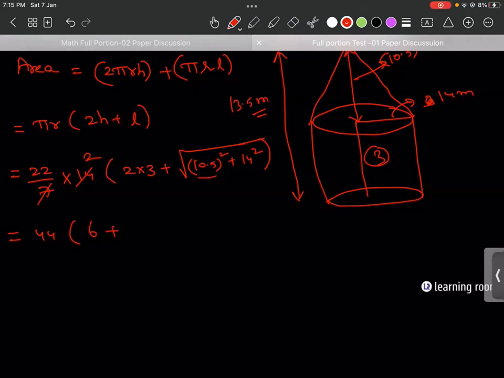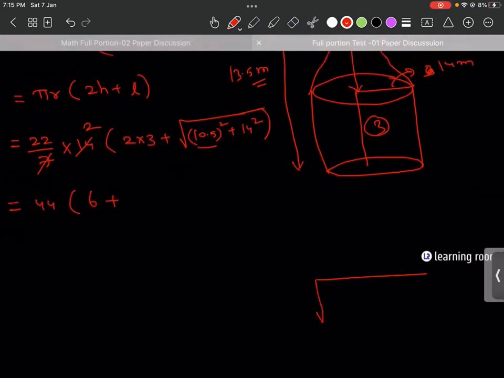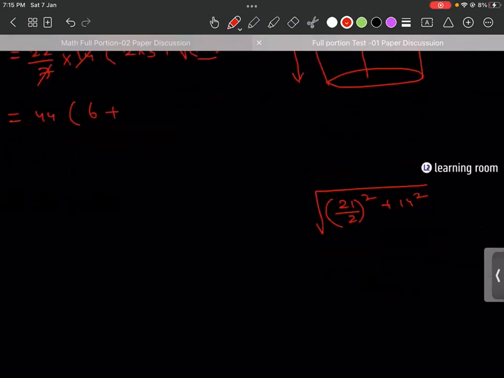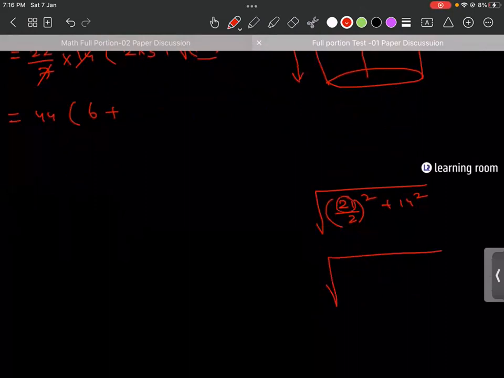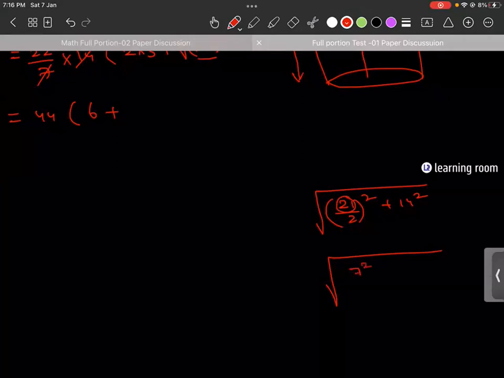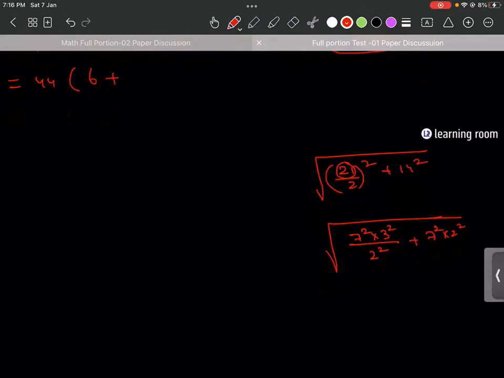How can you write it? See, these kind of things come, right? 10.5 is a multiple of 7. So what you can do is 21 by 2 the whole square plus 14 square. So this will be root of, listen to this. 21, can I write it as 7 into 3 the whole square? So I'll have 7 square into 3 square by 2 square plus 7 square into 2 square. So 7 square is common. It will come out as 7. So 7 into root of 9 by 4 plus 4.